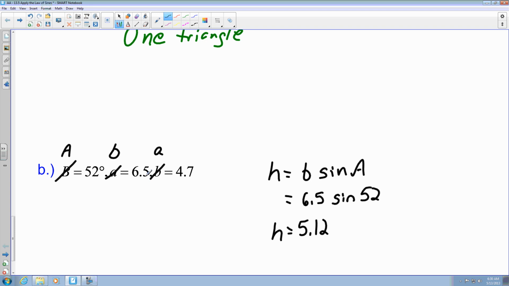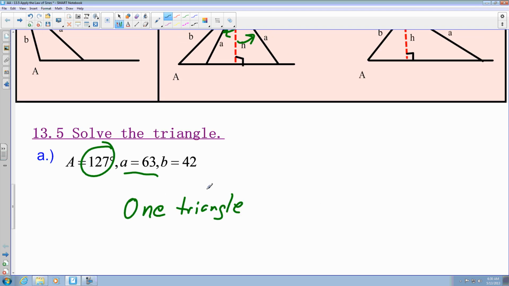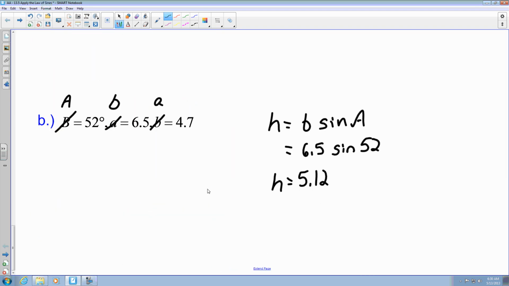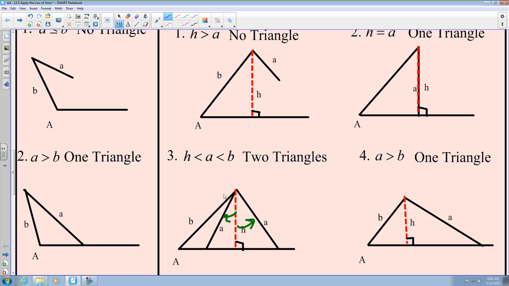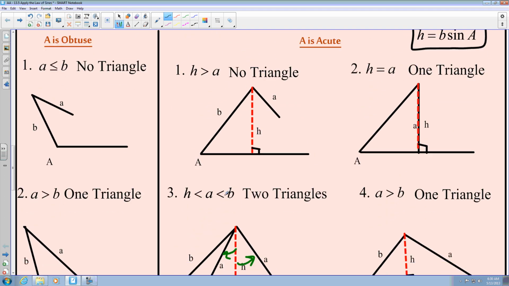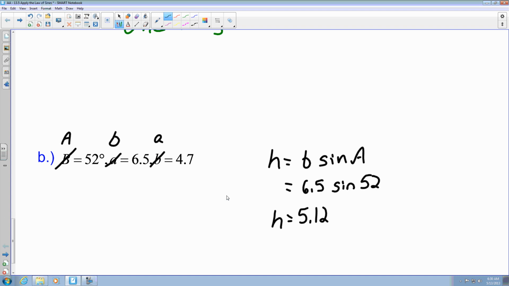So right now I got 6.5 is B and 4.7 is A. And if I look up at the chart, let's take a look at number 1. Is H greater than A? So I see that the first one is if H is greater than A, which in this case is true. And since that's true, that means that this one has no triangles.